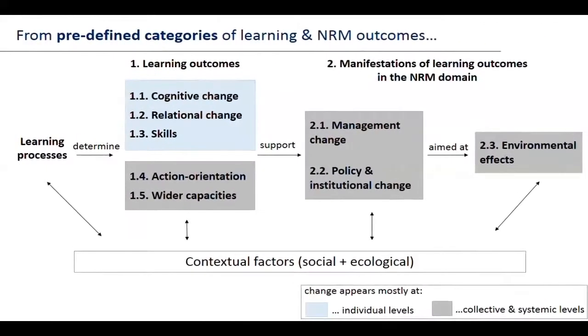So what you can see here, the first upper corner on the left-hand side, is the part which has been more elaborated in the literature: learning outcomes from the perspective of cognitive change, relational change, skills. The new ones, on the right-hand side, are how these outcomes translate to the actual practice of natural resource or environmental management. So this is our preconceived set of topics or frame.